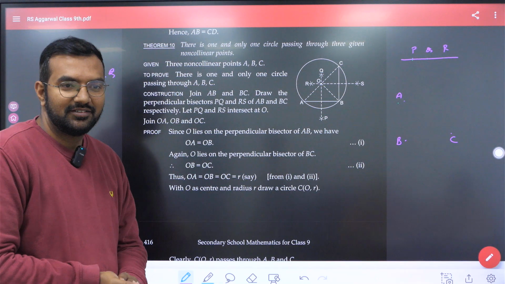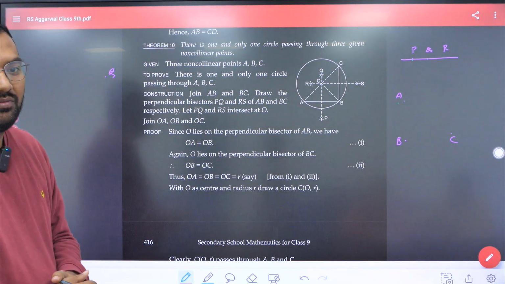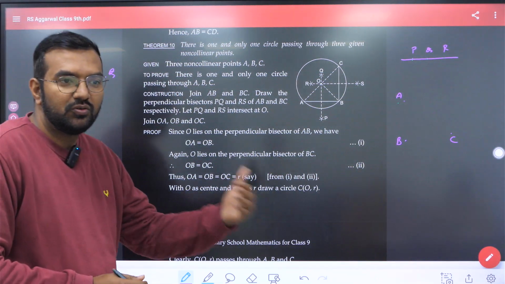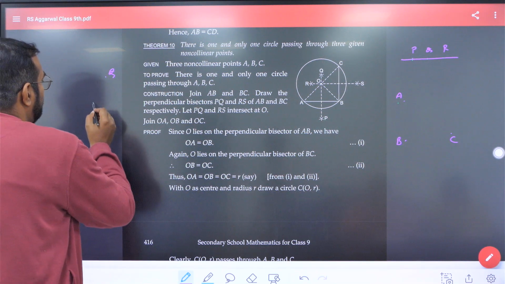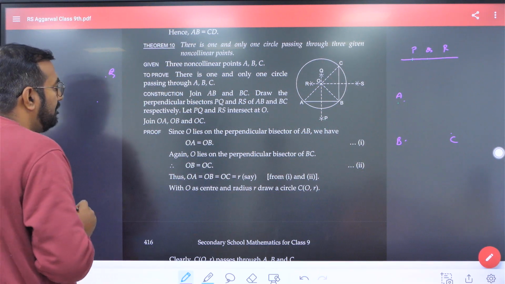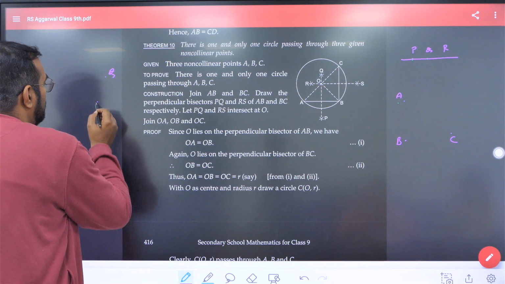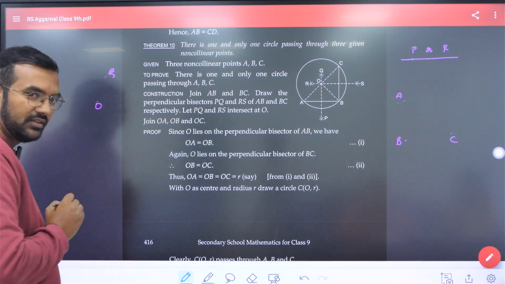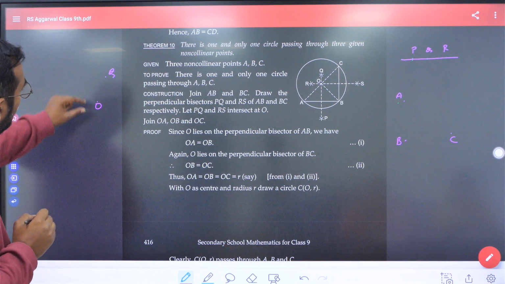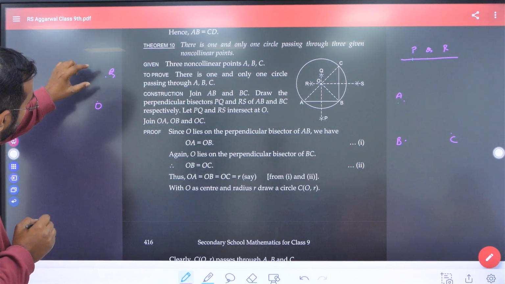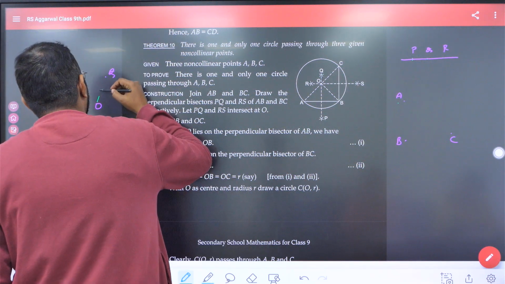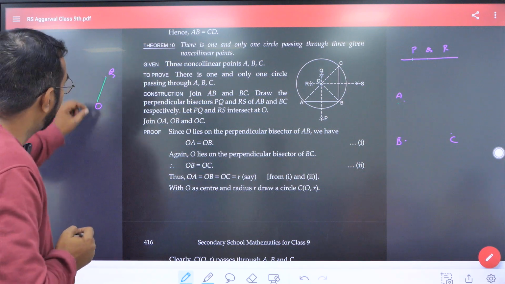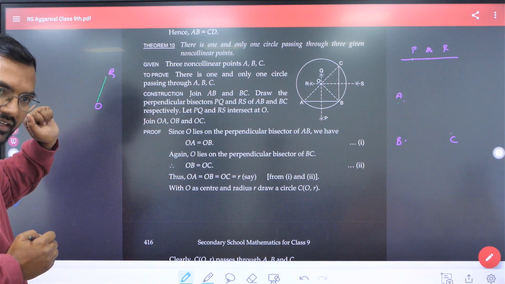The answer is right. But why infinite? How do you deduce this? Let O be the center of a circle and you draw a circle whose radius is equal to OQ. Definitely that circle will pass through Q, right?